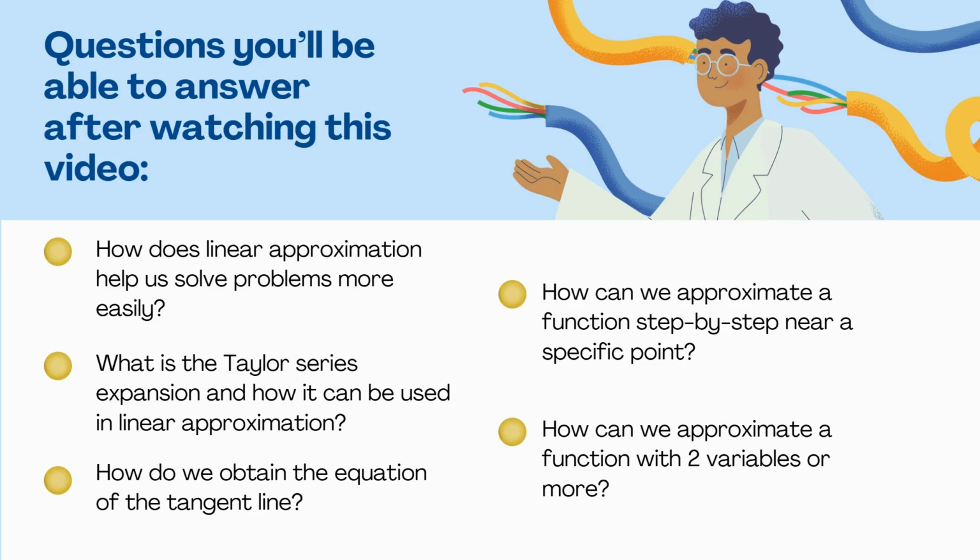Let's start with some questions that you're going to be able to answer by the end of watching this video. The first question is, how does linear approximation help us solve problems more easily? What is the Taylor series expansion and how can it be used in linear approximation? How do we obtain the equation of the tangent line? How can we approximate the function step by step near a specific point? And the last question is, how can we approximate a function with two variables or more? Let's explore these topics together.